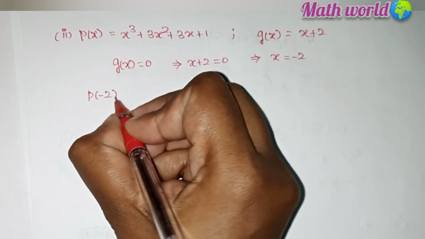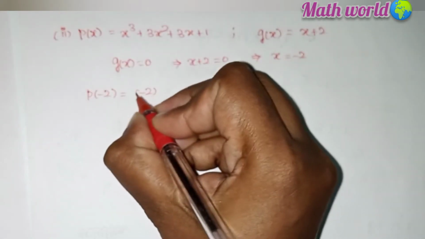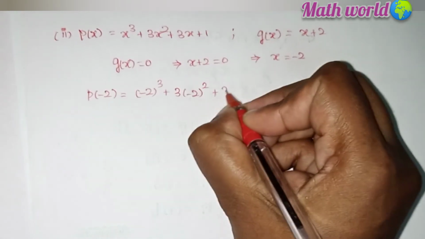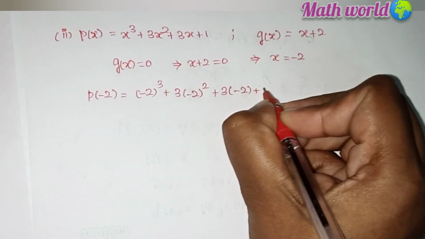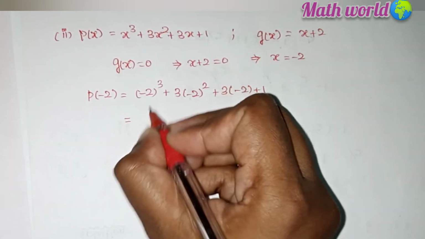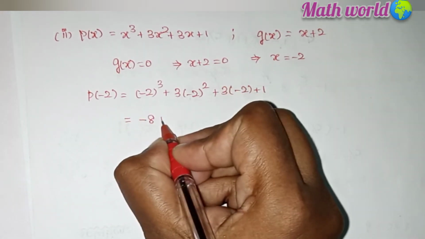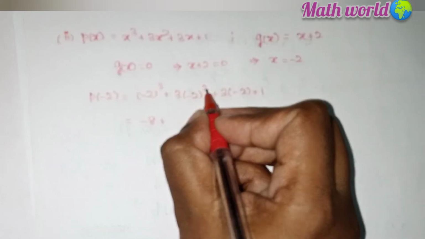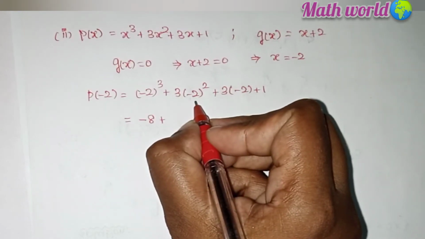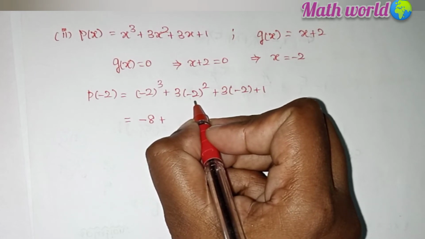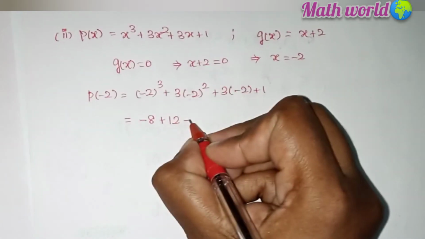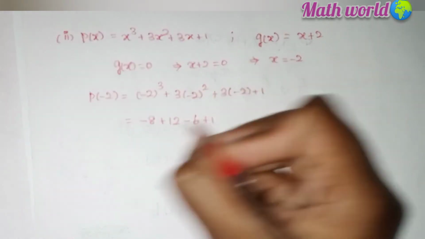It is p of minus 2 is equal to minus 2 the whole cube plus 3 into minus 2 the whole square plus 3 into minus 2 plus 1. So you can substitute that value of x as minus 2. So I got that value as minus 8 plus 3 into minus 2 the whole square. Minus 2 the whole square becomes minus 2 into minus 2, it is plus 4, 3 4s are 12. Here 3 into minus 2 becomes minus 6 plus 1.